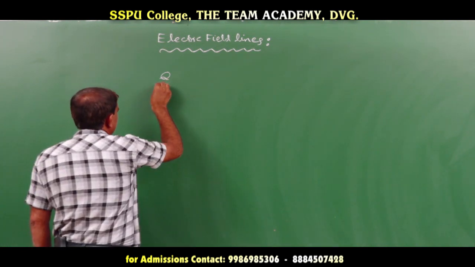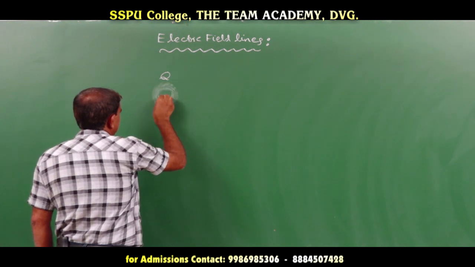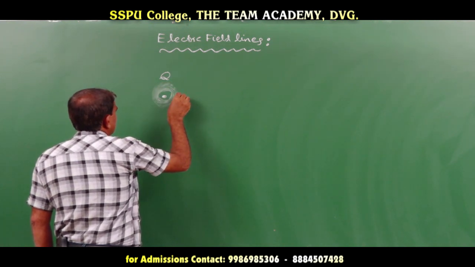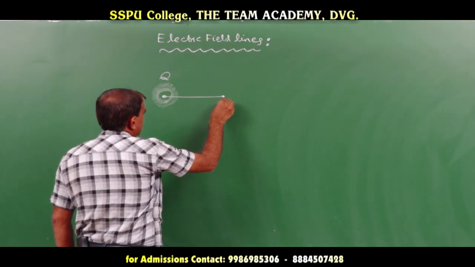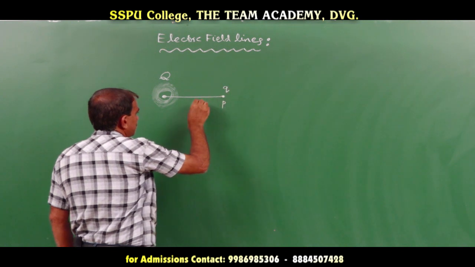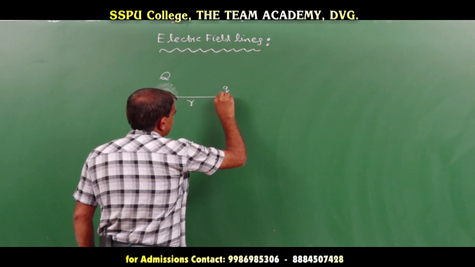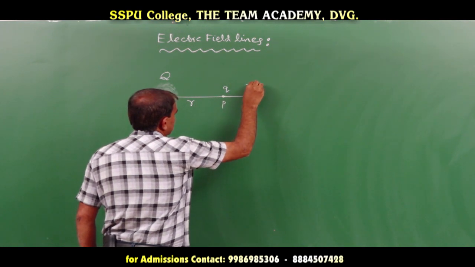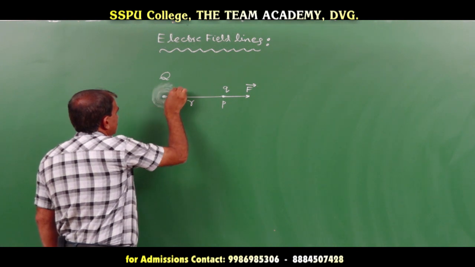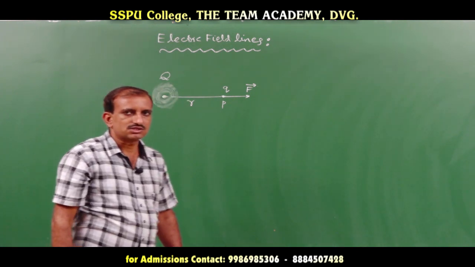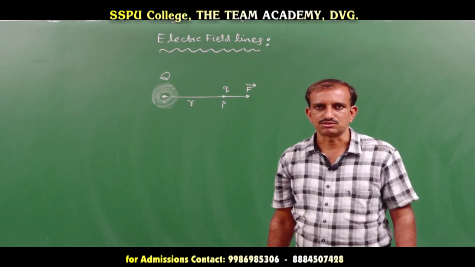The space around the charged particle is called the electric field, in which a test charge experiences a force. Suppose you place a charged particle at P at a distance r from the big charge, it experiences a force. The force is in this direction. Therefore, the space around a charged particle in which a test charge experiences a force is called the electric field.